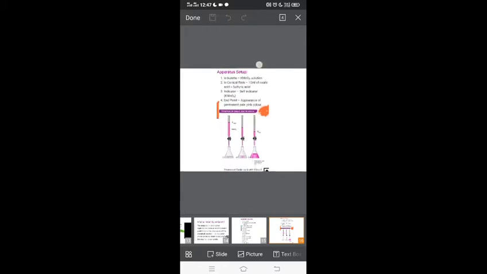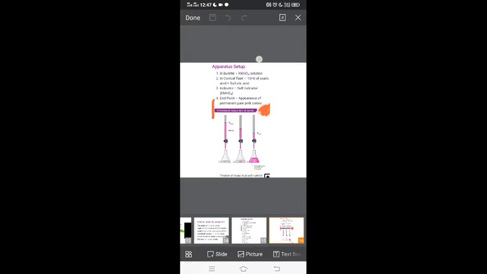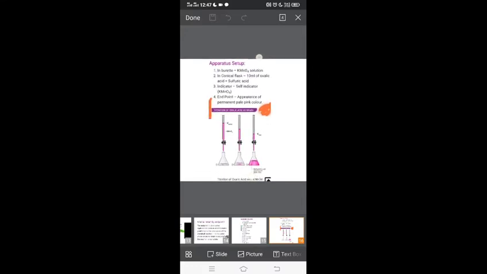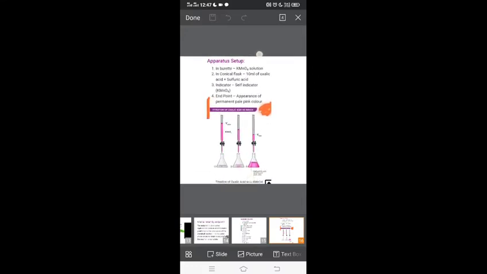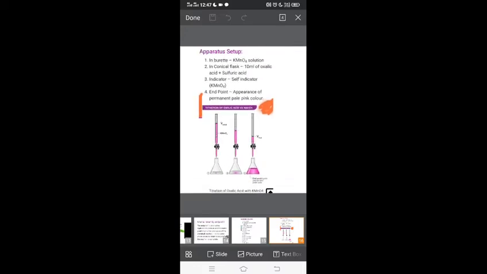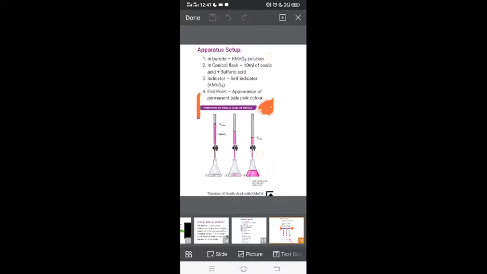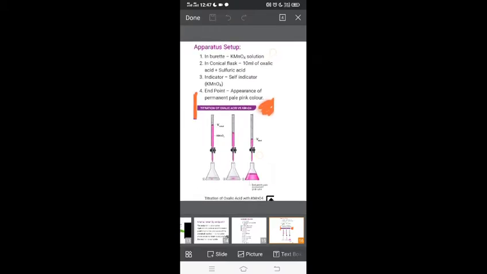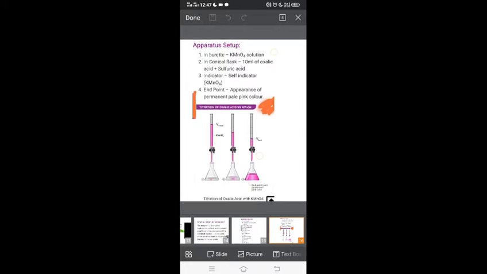Now, here see the setup of the apparatus. In the burette, what we are going to take is KMnO4 solution. In the conical flask, what we are going to add is oxalic acid. Now, children, here on the screen it is mentioned 10 ml, but you will follow your own procedure which will be provided to you. So, in the conical flask, you will add oxalic acid along with sulfuric acid. Now, here we do not require any indicator because KMnO4 is already a self-indicator.